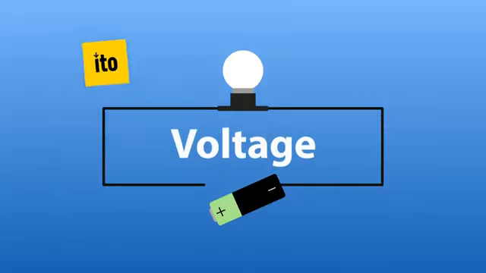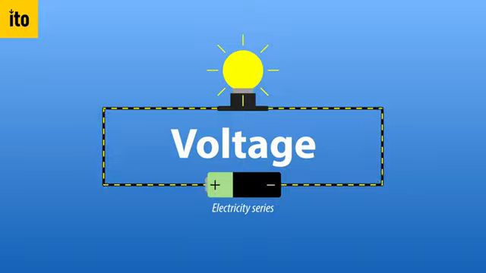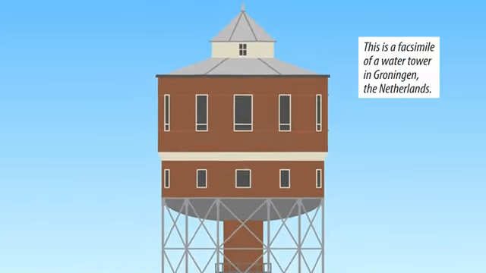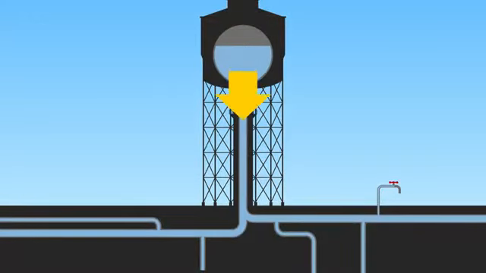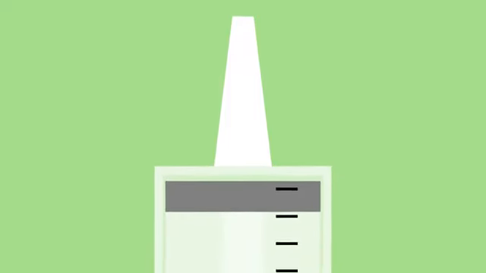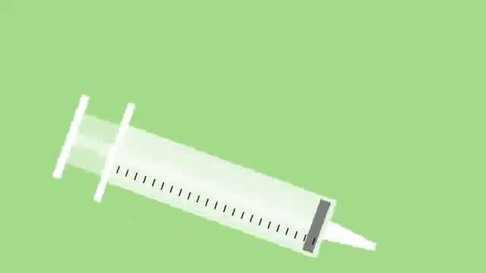What is voltage? Let's simplify and compare voltage to water pressure. An often used example to explain voltage is that of a water tower. The large tank of water puts pressure on the pipes below thanks to gravity. This creates positive pressure.